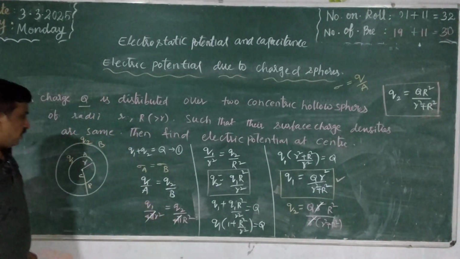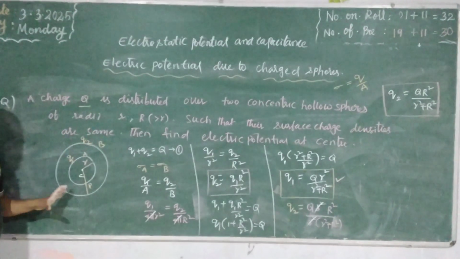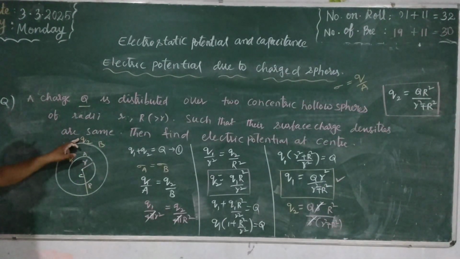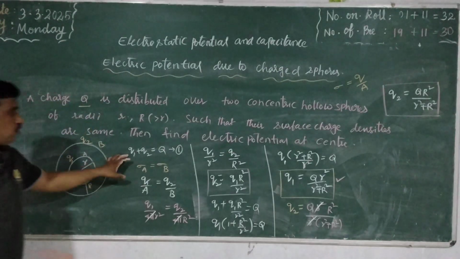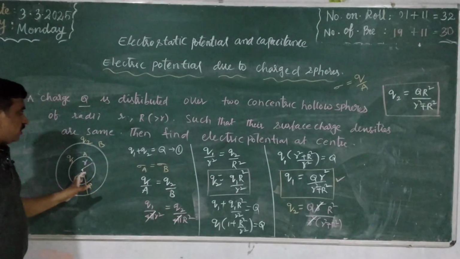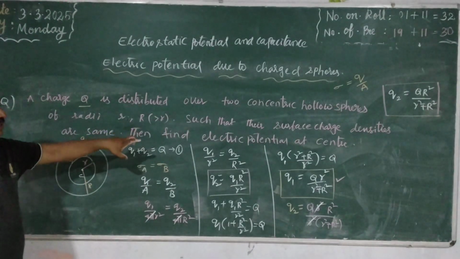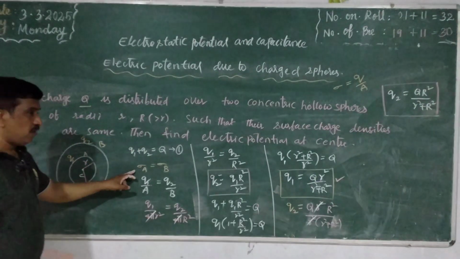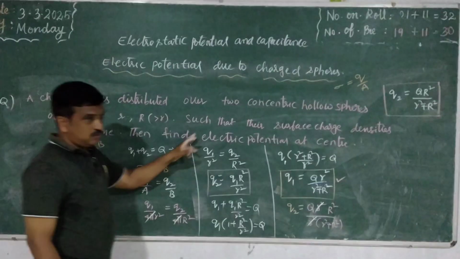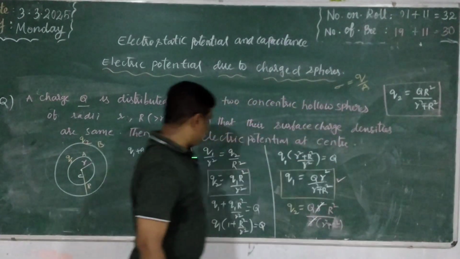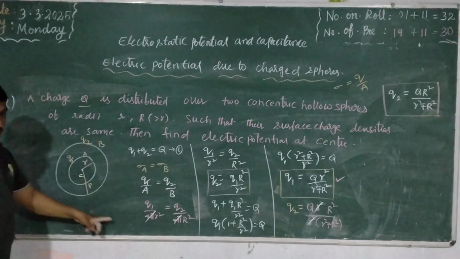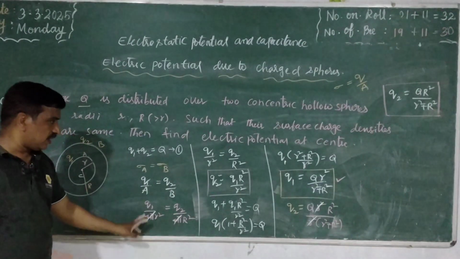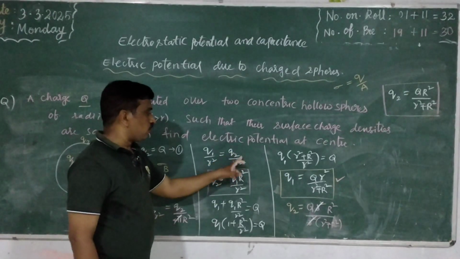Once again, these are concentric hollow spheres. The charge on the first sphere is Q1, the charge on the second sphere is Q2, and the total charge is capital Q. Q1 plus Q2 equals capital Q. The condition given is that their surface charge densities are the same. The surface charge density of the first sphere is sigma A, of the second sphere sigma B. Sigma means charge per unit area. The surface area is 4 pi r square for this sphere, and 4 pi capital R square here. The 4 pi cancels, so Q1 by r square equals Q2 by capital R square.